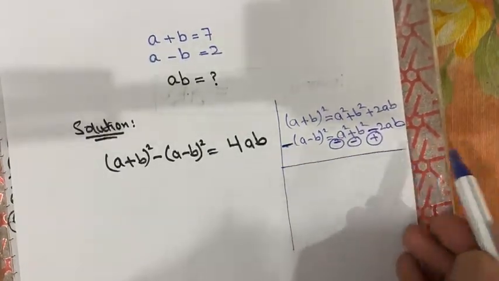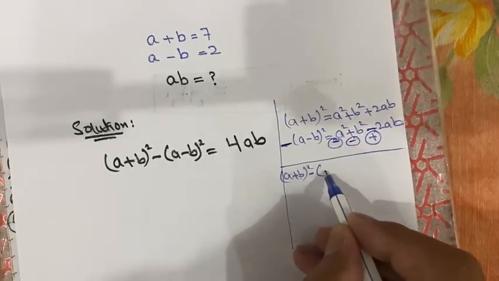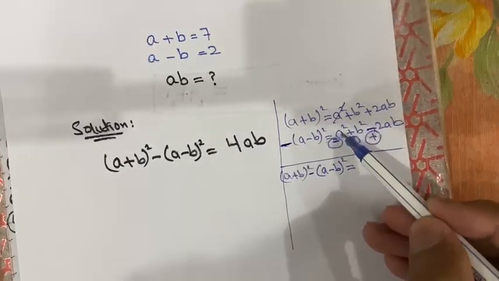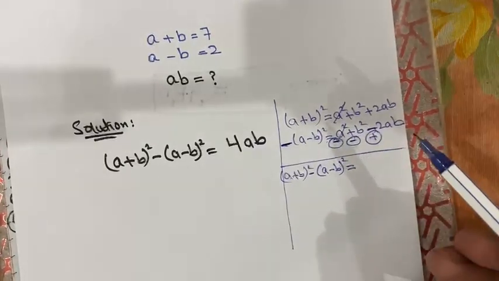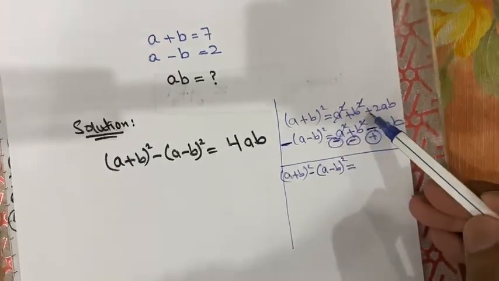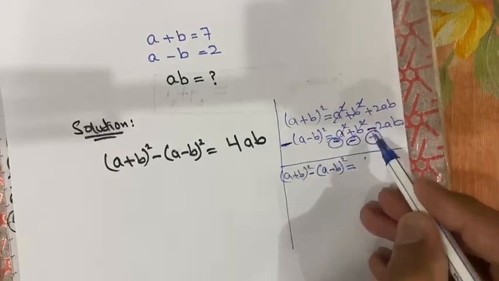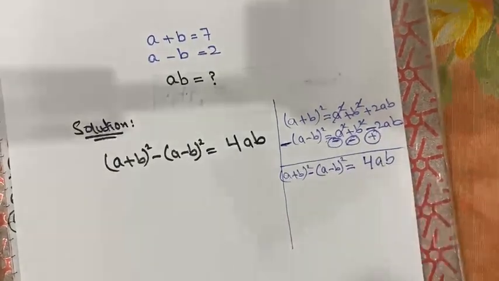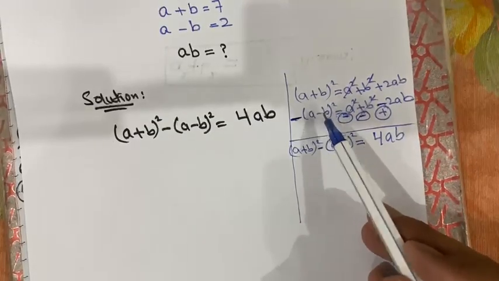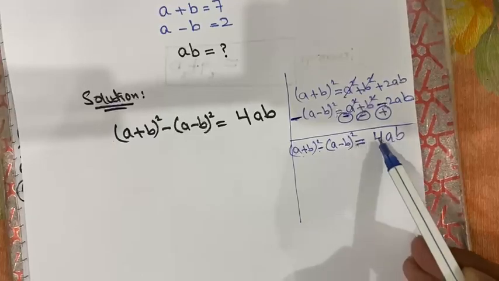So now (a plus b) whole square minus (a minus b) whole square equals a square minus a square, that will cancel. Then b square minus b square also cancels, and here plus 2ab and plus 2ab becomes 4ab. So if we subtract these two basic formulas, we get (a plus b) whole square minus (a minus b) whole square equals 4ab.